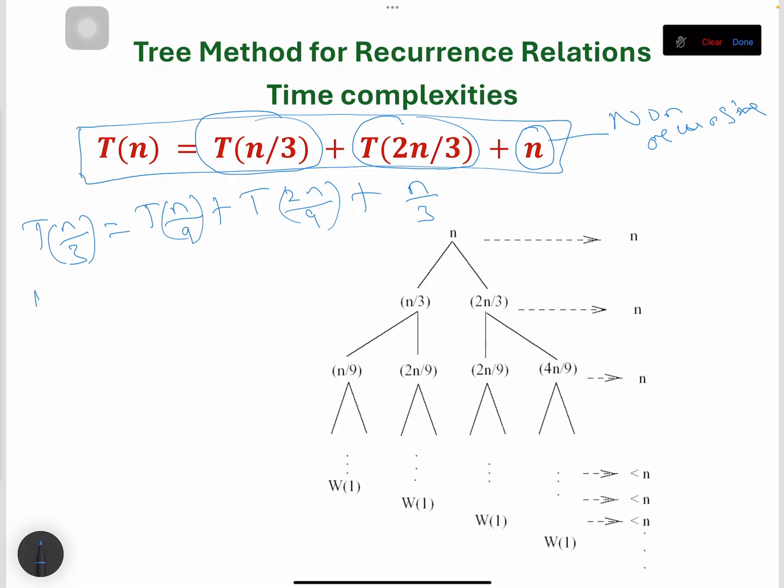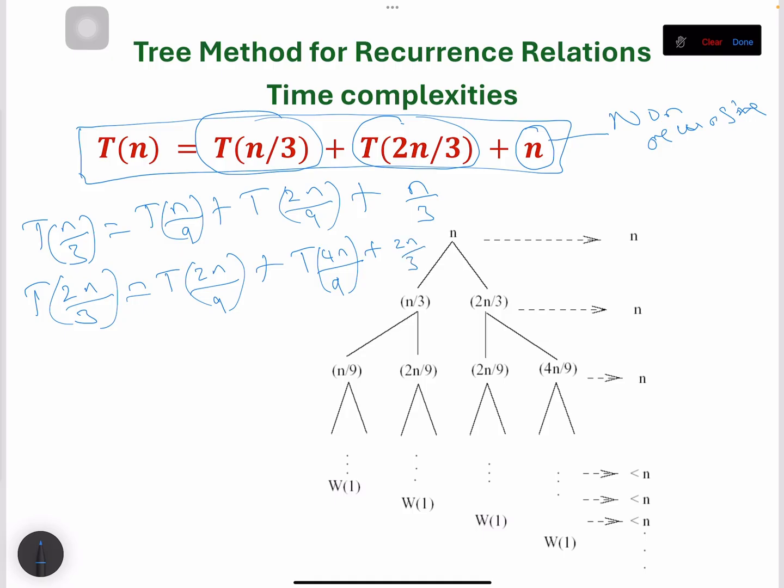Now, what about when the input is 2n over 3? What will be the work done? Let me first look at the recursive cases. So the first recursive case is going to be T(2n/9) plus the next recursive T(4n/9), plus 2n over 3. You see that?